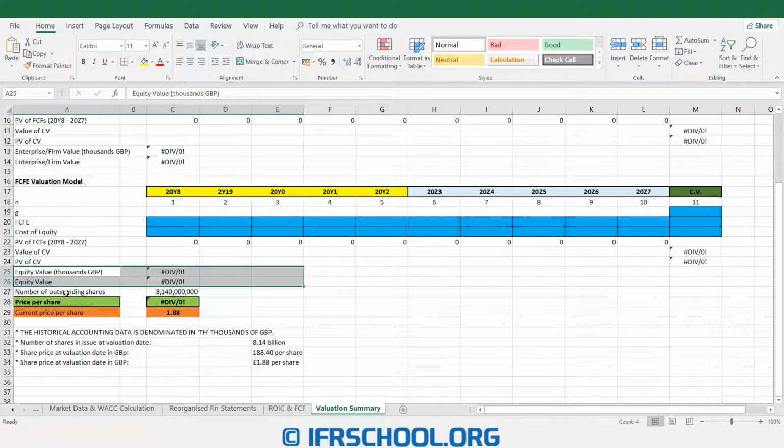I read up on the company and I found out that the company had 8,140 million shares outstanding at the valuation date. In addition, at the valuation date, Tesscow's shares were trading at a price of £1.88 per share. If we take the equity value derived using our model for Tesscow and divide it by the number of shares outstanding, this will allow us to calculate an estimate of the price per share per our valuation model. We can then compare this with the price per share on the market for Tesscow on the valuation date.